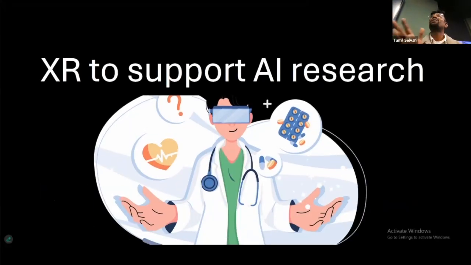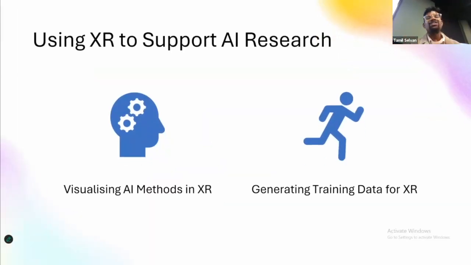And the last part is how XR supports AI research. Until now, we looked forward at how AI is helping and improving XR. Now, how XR is improving AI research. The main part, I would say, is visualizing AI methods in XR and generating training data, because AI models are data hoggers. They need intense, correctly labeled data so that they give you an intuitive experience. Otherwise, it will be very hard.